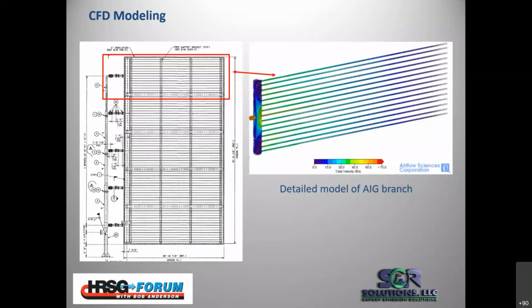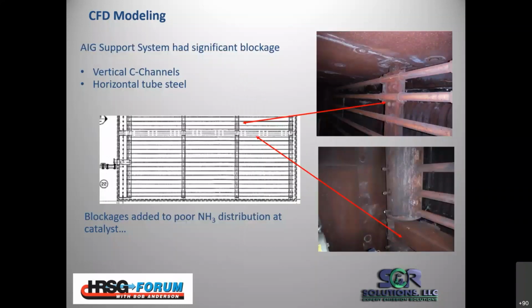We did a very detailed model of the AIG, and you can see the AIG was basically in 5 sections. Those are the 5 control zones. So we modeled each one individually, and we saw a pretty pronounced imbalance of ammonia distribution within each AIG, which was a problem because that just carried itself down to the catalyst. What we also noticed, and we built this into the model, was these blockages. Now, they might seem insignificant, but they were pretty significant in terms of creating some poor ammonia distribution.